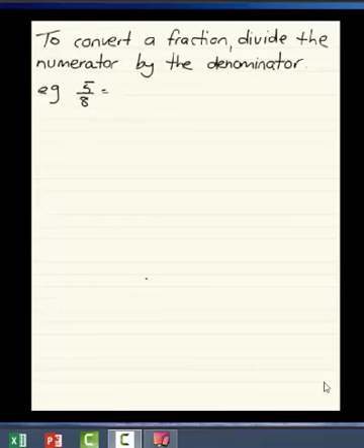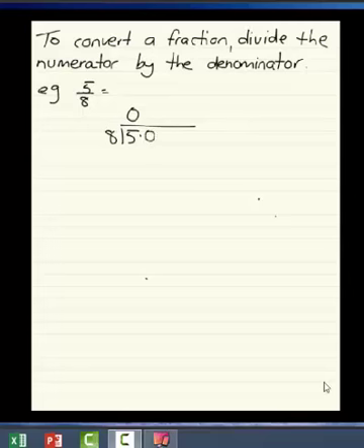So to convert a fraction, you need to divide the numerator, the top number, by the denominator. And this is one that we do tend to forget how to do. So, how many 8s go into 5? We can't do that, so we're going to put a 0. And then we put in our decimal point and we start adding zeros, and we just keep adding zeros as long as we need to, as long as there's a remainder.